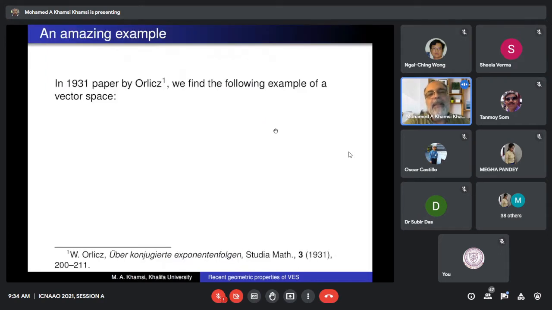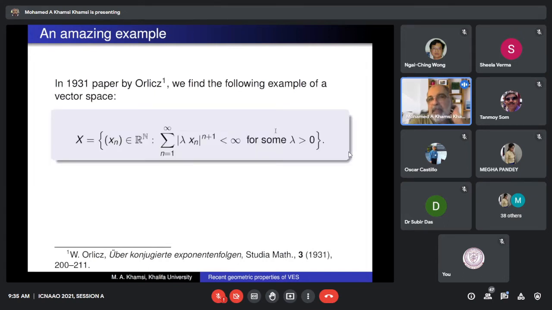So anyway, this started when this student came to see me, and I was looking at a problem to give her, and we came by accident to meet this example. So here, the original example published in 1931 by Orlicz did not have n+1. It had n. Well, it's no big deal anyway. It's just re-indexing and you are done.